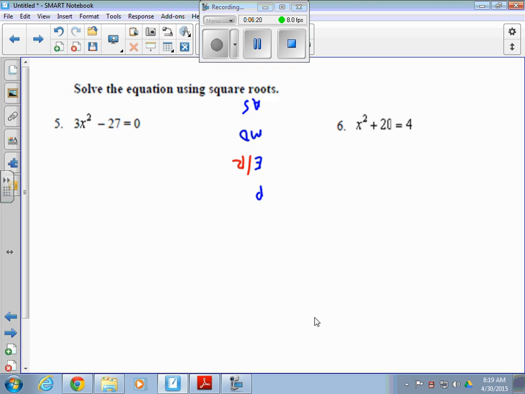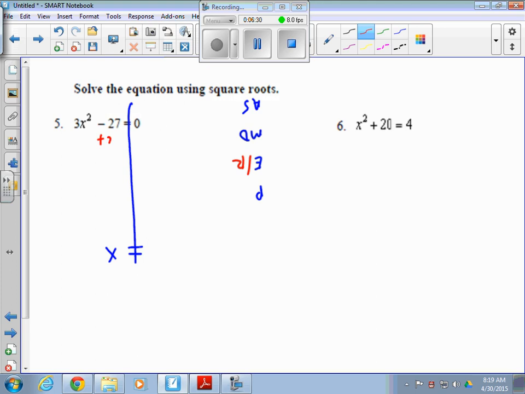So first we have something, we're trying to get x all by itself. So there is minus 27 going on. You know how to undo minus 27. You add 27. You know if you do something to one side, you do the exact same thing to the other side. So 0 plus 27 is going to be the number 27. Now we have 3x squared. Minus 27 is canceled out.